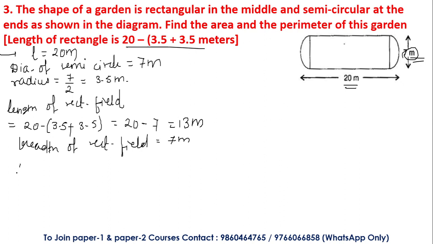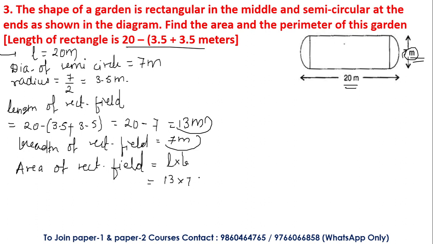Now from this we can find out the area of the rectangular field. I'm so sorry if my handwriting is not much visible, that is the reason I dictate to you guys. Now the area of the rectangular field is equal to length into breadth. We know the value of length, we know the value of breadth as well. Just take the product of it. 13 into 7 will give me 91 meter square. Okay, now at the same time, the area of two semicircles.